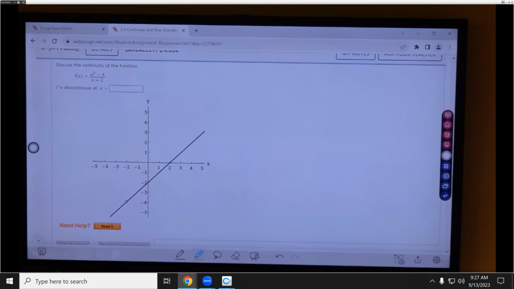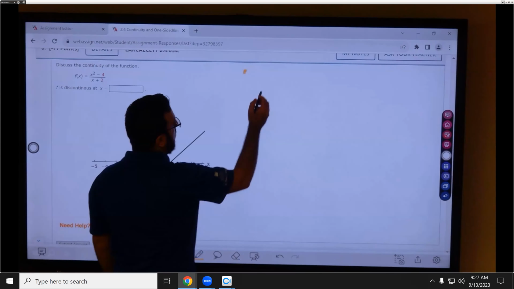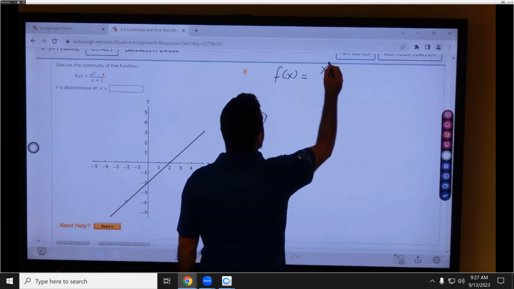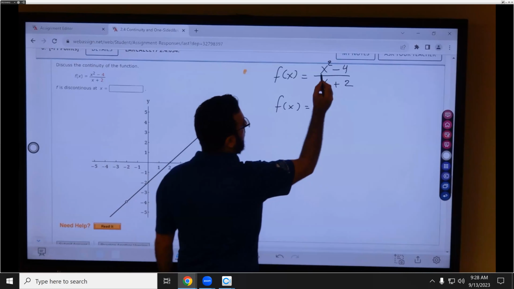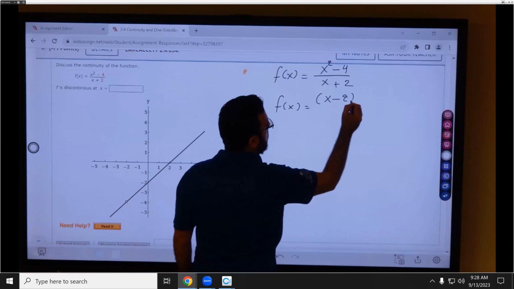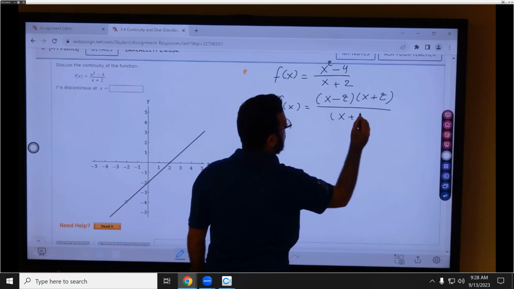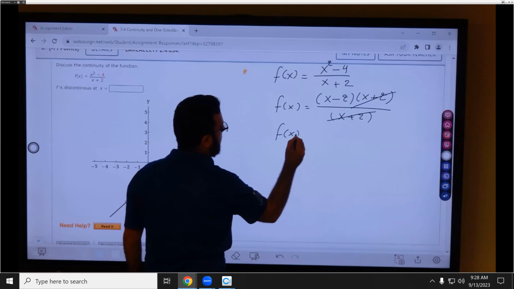The first thing, what are you gonna do? Do not look at the graph. Can I simplify this function? Yes. Because we need to find the limit or continuity, one of the options is the function x squared minus 4 over x plus 2. Now I'm gonna say f of x equals, I can use the difference of two squares, so x minus 2 and x plus 2 divided by x plus 2. Can I simplify these? So f of x is going to be equal to x minus 2.